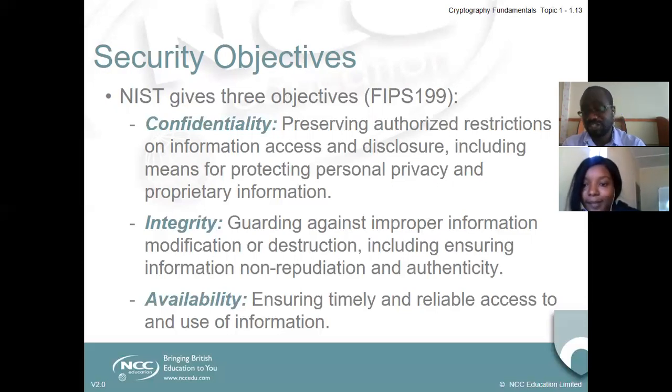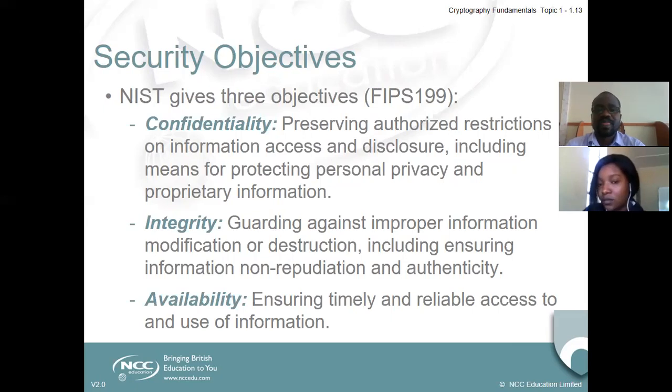Objective, something to be achieved, isn't it? Something that you need to achieve is an objective. So in security, there are objectives, there are things that need to be achieved. One, confidentiality needs to be achieved: preserving authorized restriction on information, access, and disclosure, including means for protecting personal privacy and proprietary information.